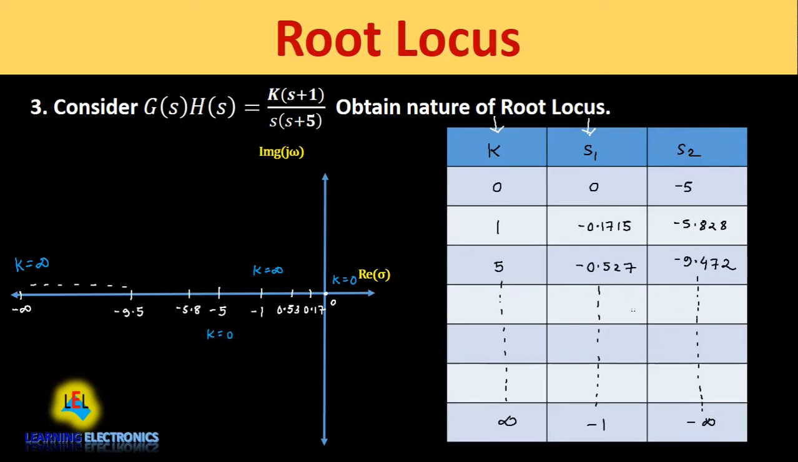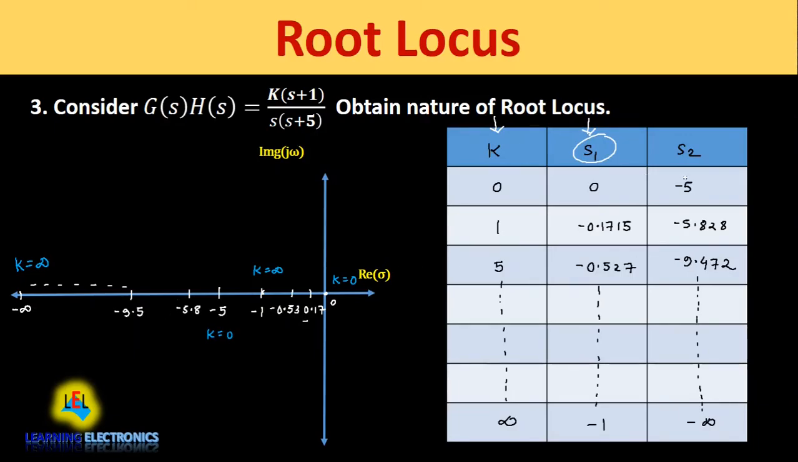Okay, so now we plot these points on the s plane. We have already represented these points on this s plane. So for s1, when k is equal to 0, s is equal to 0. When k is equal to 1, we have s is equal to minus 0.17. When k is equal to 5, we have s1 is equal to minus 0.527, that is we are taking minus 0.53. When k is equal to infinity, for s1 we have minus 1. So here this s1 locus ends.